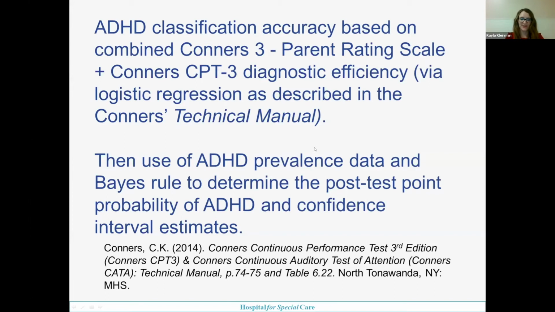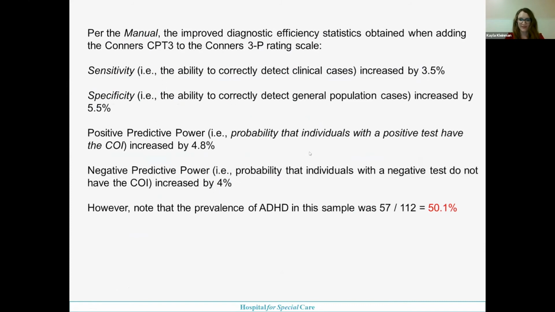So we're wondering how much certainty do these kind of scores add to our diagnostic process in our own clinics, not just in the manual. So per the manual, this is a lot of information about how the scores were combined, the CPT-3 scores and the Connors parent rating scales. But I think the most important thing to point out here is the sample that was used. So in the manual, the sample prevalence of ADHD was 57 out of 112. So about 50% of the participants in the Connors sample had ADHD.